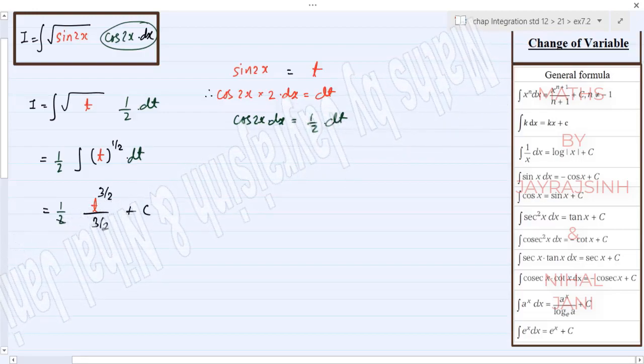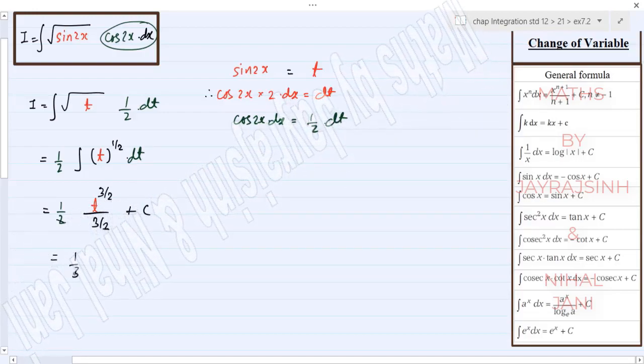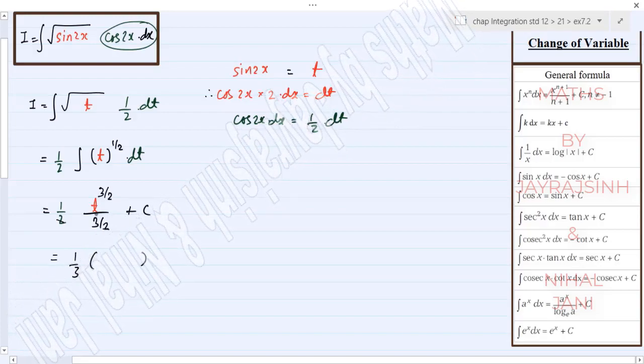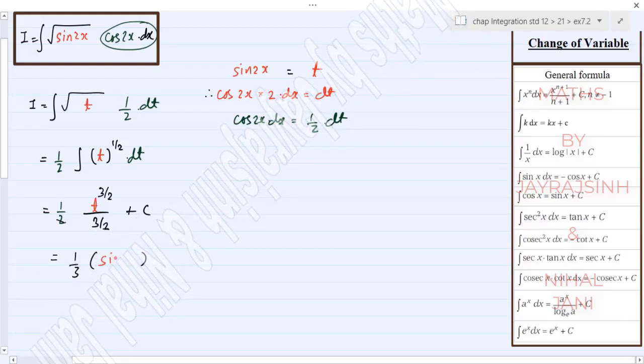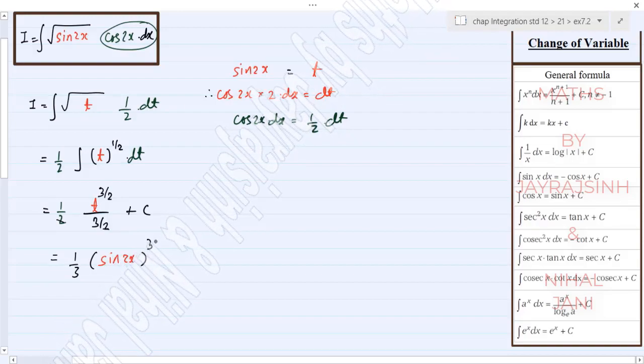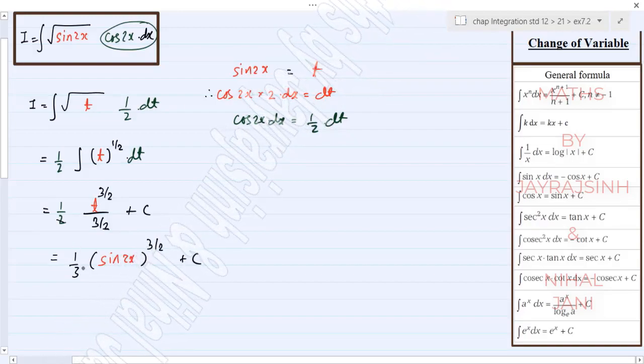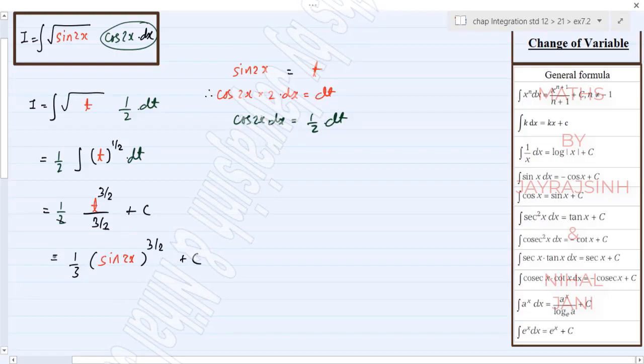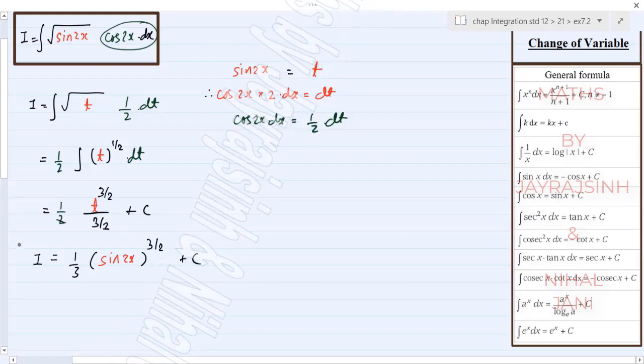In further simplification, we can say 2 cancel out, 1 upon 3, substitute the value of t, which is sin 2x raised to 3 by 2. So 1 by 3 sin 2x raised to 3 by 2 plus c is your final answer. Ta-da!